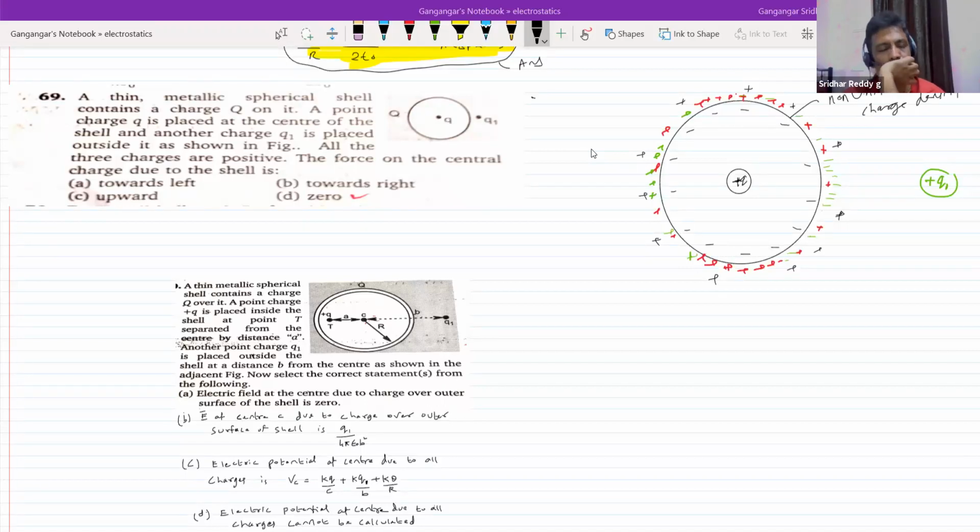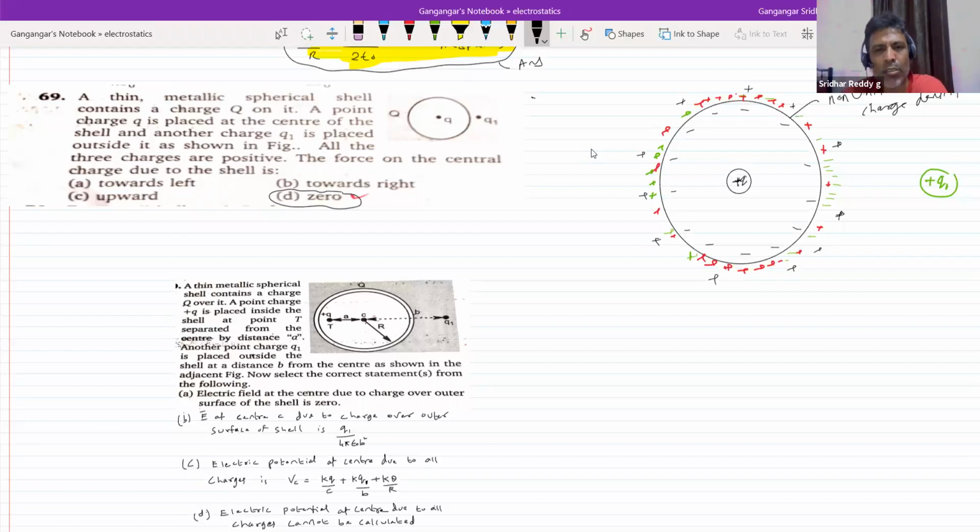Due to Q1, what happened? It will induce charge, minus Q1 here and plus Q1 outside. Because of that, there's no force on Q1 due to that. So due to the shell also, there should not be any force. Will you agree with this? Got the idea? It is nothing but Faraday's electrostatic induction, or Faraday's cage, the best example.